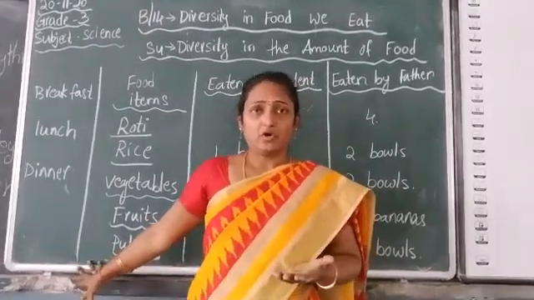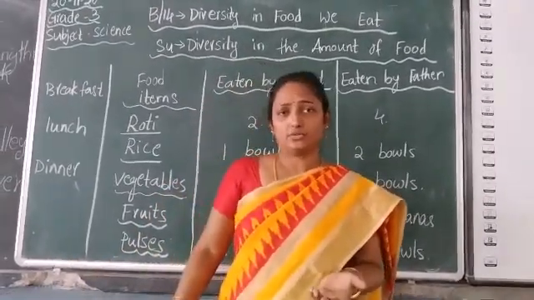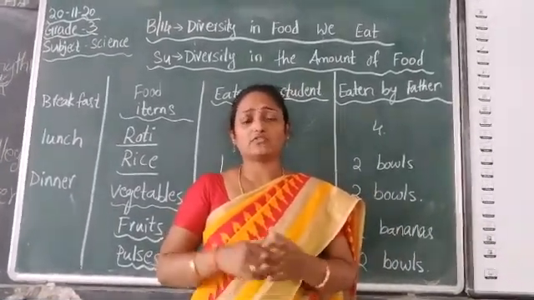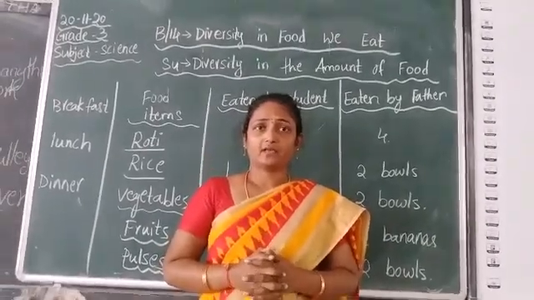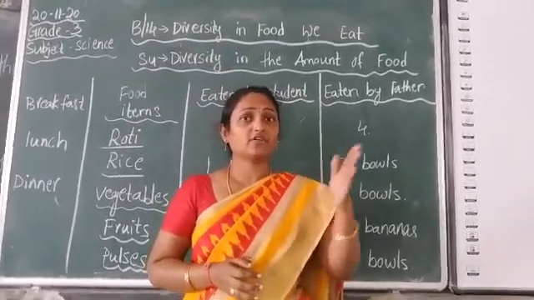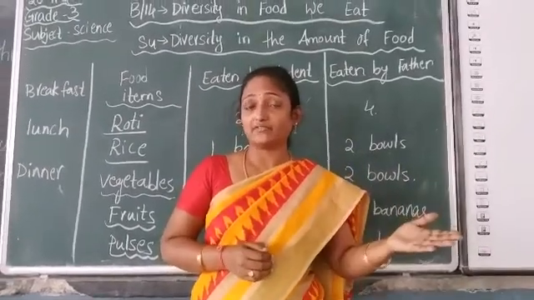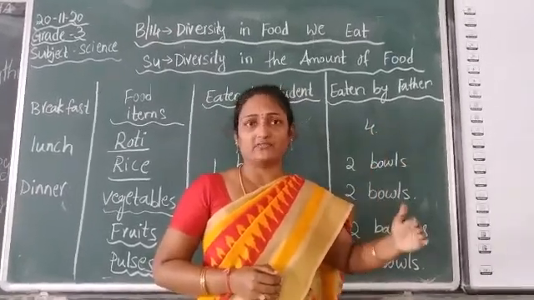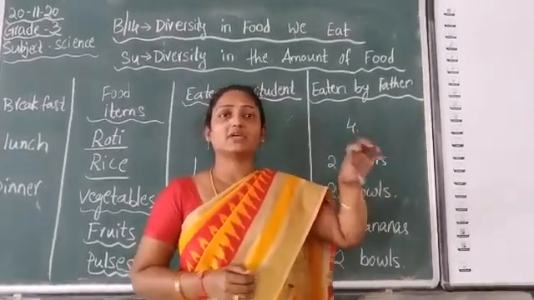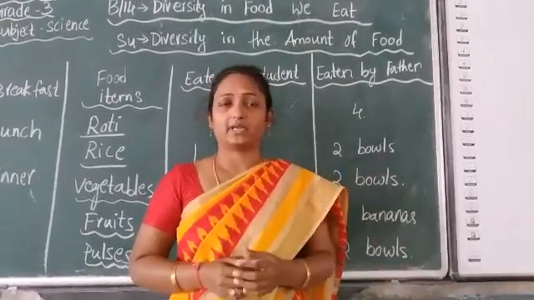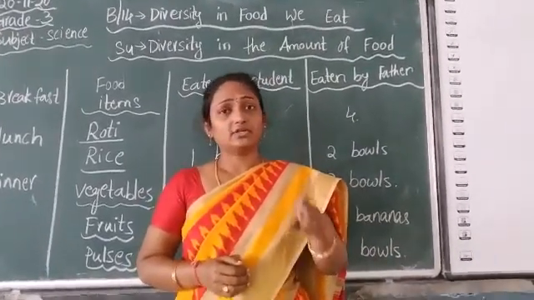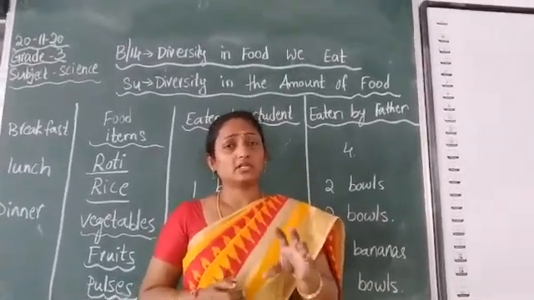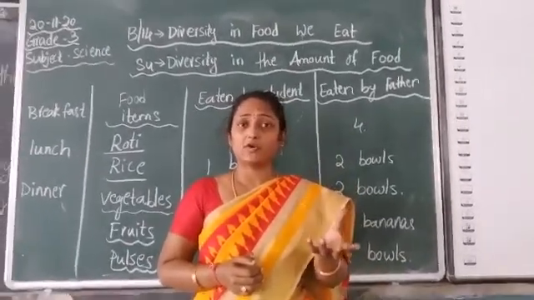And children, suppose any 2 or 3 of your friends are coming to your home. How much food are you going to prepare? Your friend is of your same age, whereas your father's friend is of your father's age. So the amount of food taken by the father, on that basis we are going to calculate and prepare. In the same way, when your friend is coming to have lunch in your home, on which basis are you going to prepare the amount of food?